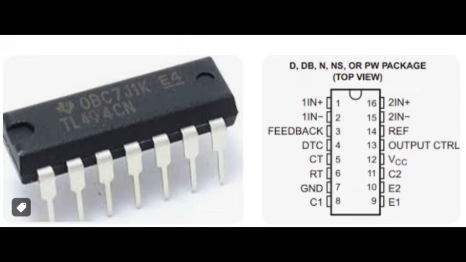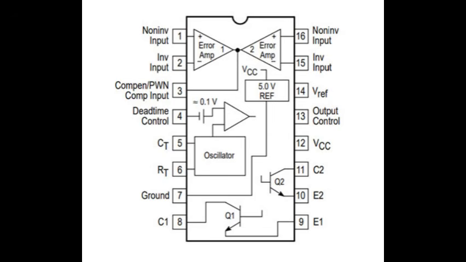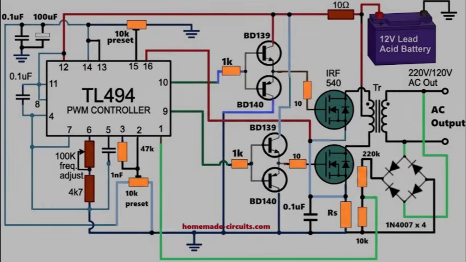First, at the center of the circuit we have the TL494 PWM controller IC. Inside the TL494 we get a precision 5V reference regulator, oscillator, PWM comparator, dead time control, 2 internal error amplifiers, and push-pull output transistors. Now, let us understand the full inverter circuit diagram as shown on your screens.